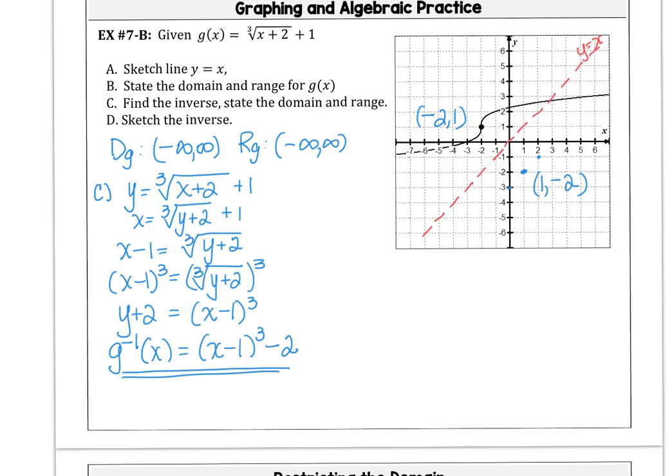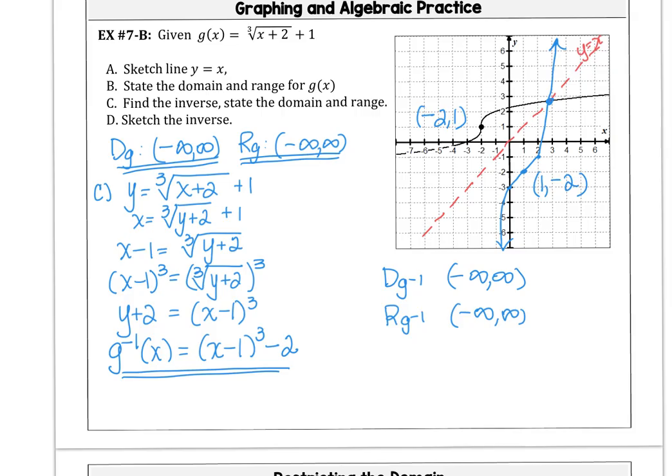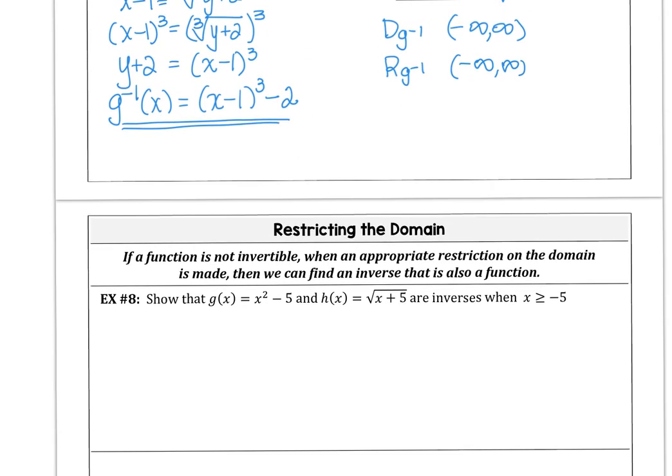And we have this cubic function that's going to cross on the y equals x line, just as the function did. And finally, naming the domain and range of the inverse. The domain of g inverse is the range of g. And the range of g inverse is the domain of g. So they were the same, that didn't change. Hopefully you mastered that without my help. Moving on to example 8.